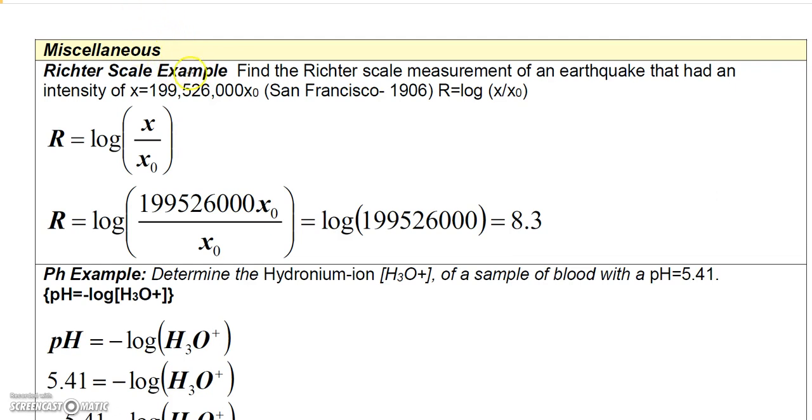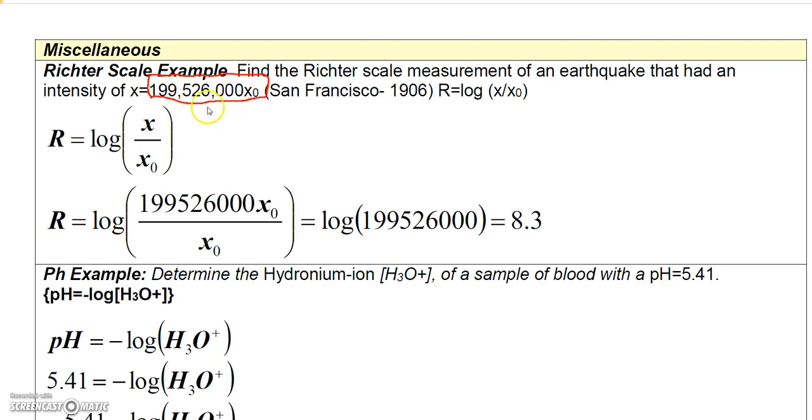I'll wrap this up with a couple of other application problems. The formula for the measure of a Richter scale is given by a common log formula, log of x over x naught, where actually x is usually given as some multiple of what's called a zero level earthquake. So x naught is a zero level earthquake, and so the intensity of an earthquake is usually given by some multiple of this zero level earthquake. So in this example, the earthquake is given to be where x is 199,526,000 times the intensity of a zero level earthquake. So what we want to do now is find the Richter scale measurement of this particular earthquake.